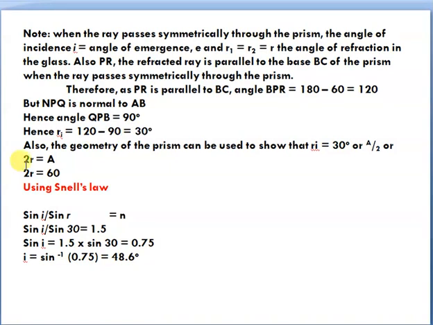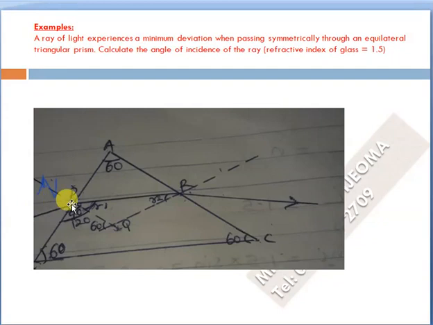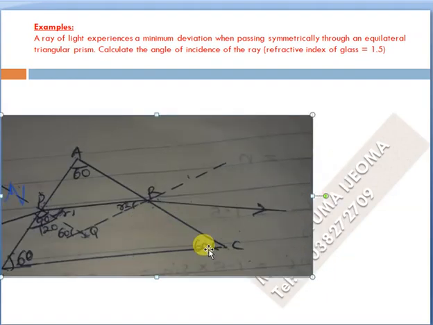Now also when this ray passes symmetrically, you find out that PR, which is the refracted ray, is parallel to the base of the prism. PR is parallel to the base, which is BC. Now look at this diagram. This PR, we consider this as a straight line now, is parallel to this line BC. So look at, here is B and here is C. So PR is parallel to what? BC.